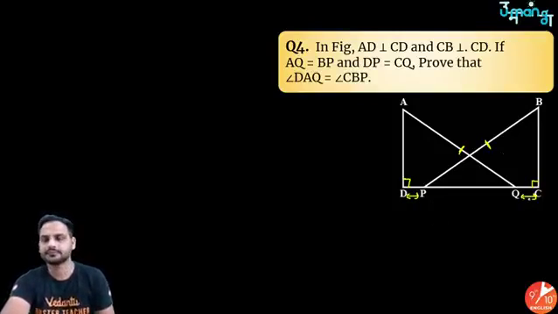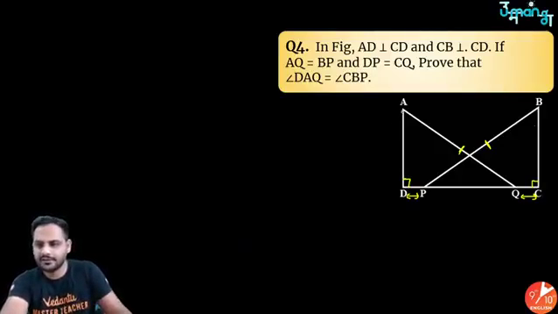Prove that angle DAQ is equal to angle CBP. Angle DAQ is equal to angle CBP. These two angles we need to prove equal. So tell me one thing, you directly got to know that we need to take two triangles. One will be your triangle ADQ.